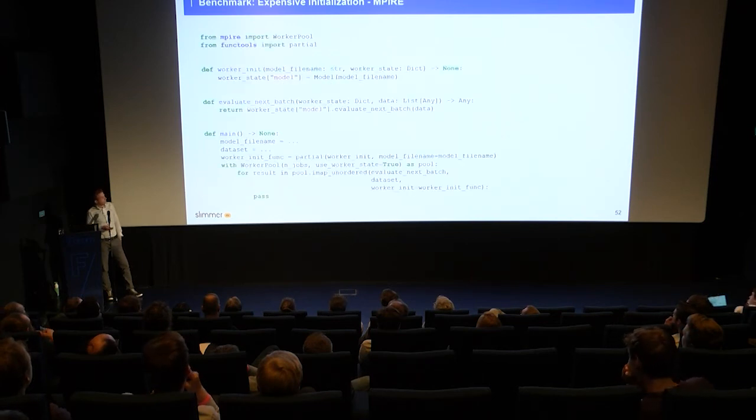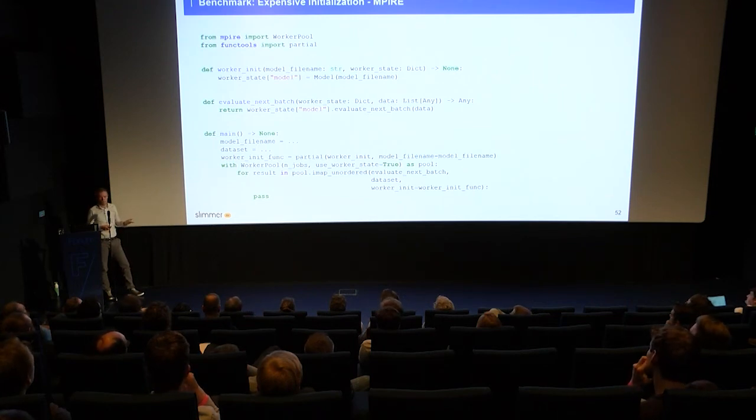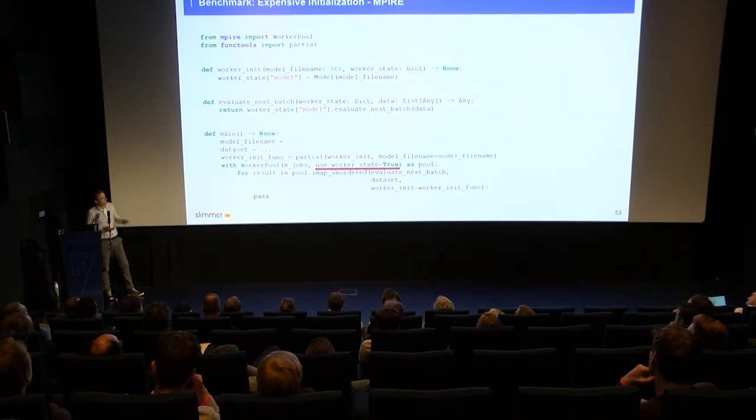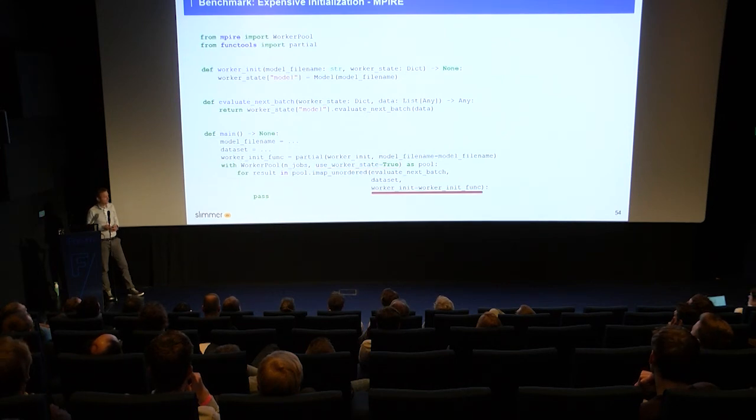In MPIRE, we specify a worker init function, which also receives the model file name and also the worker state in this case, and we store the model that we load in the worker state. So this is only done when a worker is started. And then we have the evaluate next batch, which now also receives the worker state, and you can directly use the model from there. So the only changes that we needed to make is say use worker state is true, and then the worker state is passed to every function that's being called, and we have to say worker init is the worker init function, and you're done.